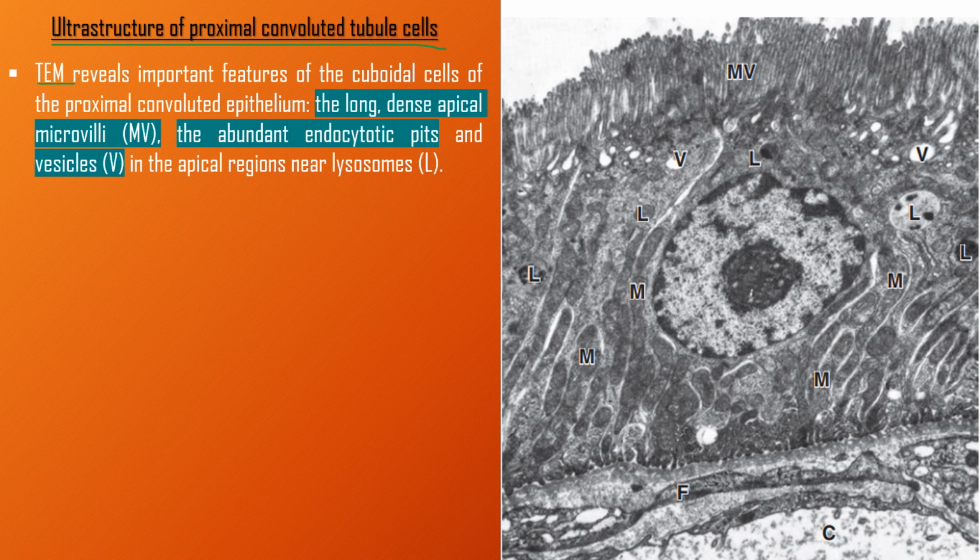The TEM, the transmission electron microscopy of the proximal convoluted tubules, reveals important features of the cuboidal cells of the proximal convoluted epithelium, which have large, dense apical microvilli, as we can see here, with abundant endocytic pits and vesicles in the apical region near the lysosome. As you can see, vesicles are near the lysosome. These are the lysosomes.